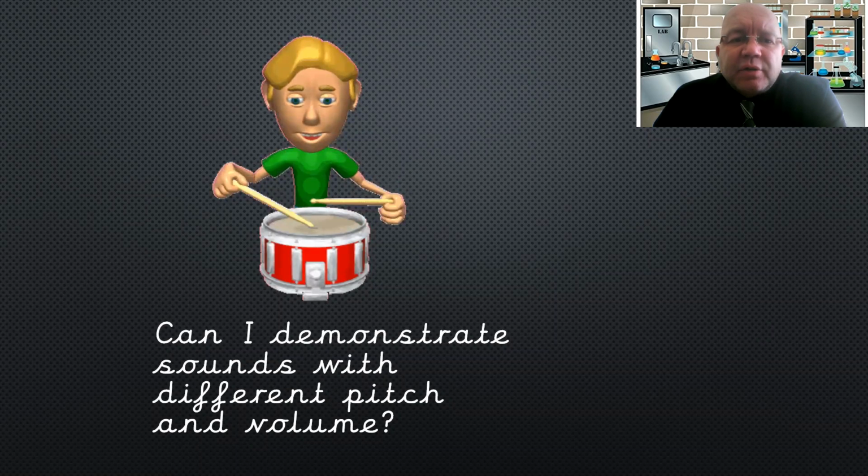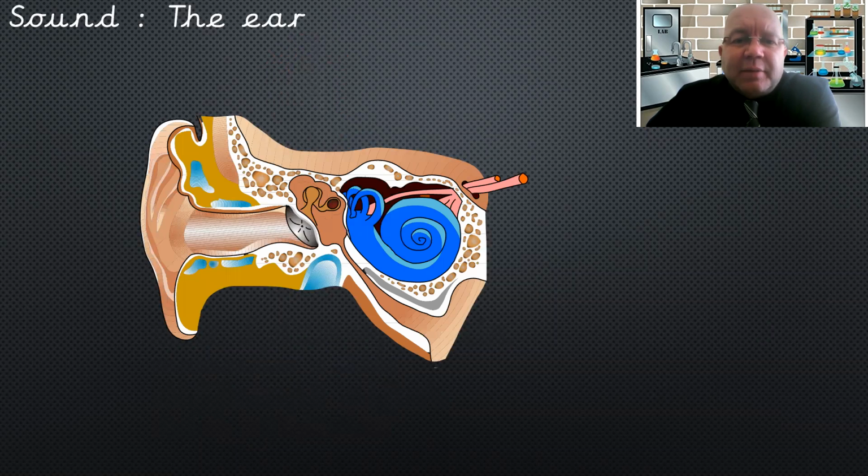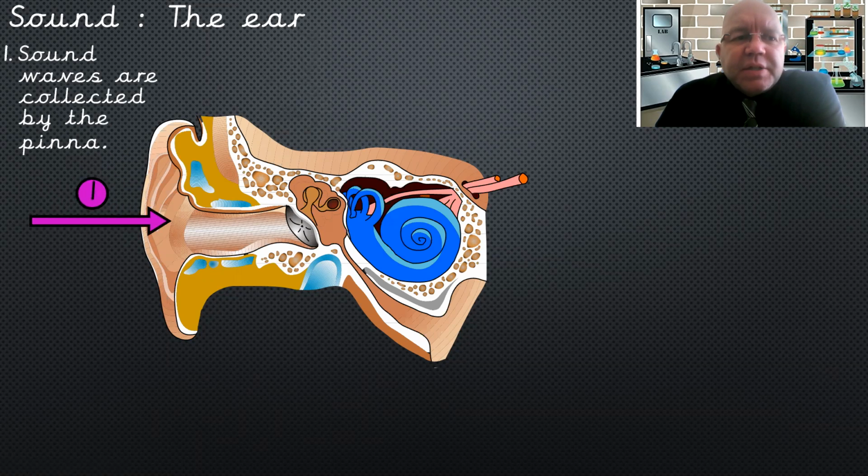But let's just remind ourselves, first of all, of last time's lesson, the human ear. Let's take a quick journey, reminding ourselves how sound reaches the ear and allows us to actually hear the sounds themselves and understand them. So the first step is that sound waves are collected by the pinna. Remember, the pinna is the fleshy part of the ear on the outside of your head, and it's shaped in such a way that it guides sound waves into your ear.